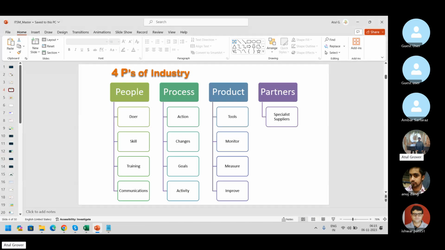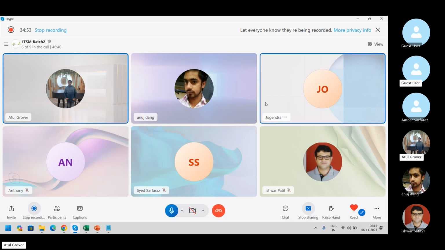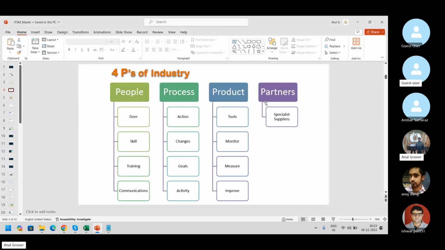So to do the work in the industry, we have specific partners as well. And I'm sure, like Ishwar said, Atul, yes, we have Microsoft as a trusted partner, we have Cisco as a trusted partner, or some other company as a trusted partner whose product we are using to provide a service to the customer. Right? Any doubt? Any question?